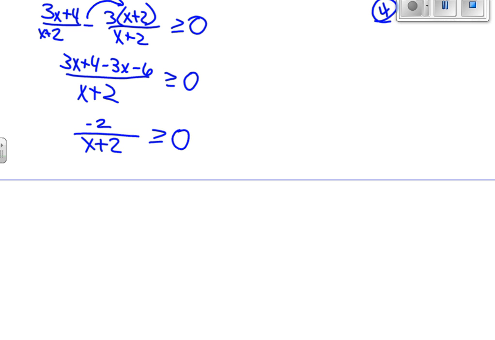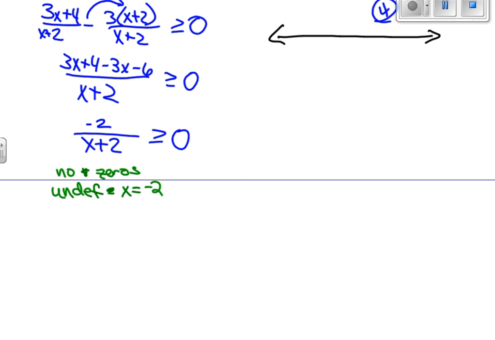So the reason I call this unremarkable is there's no factoring in either place. There's not even an x in the top to give me any zeros. So there are no zeros. And my undefined is when that denominator is equal to 0, which is when x is negative 2. So I just have to keep in mind that that's where it's undefined. That's the only key value I have in this one. When I go from negative infinity to infinity, I don't know why I made that so long, because I just have that point of negative 2.